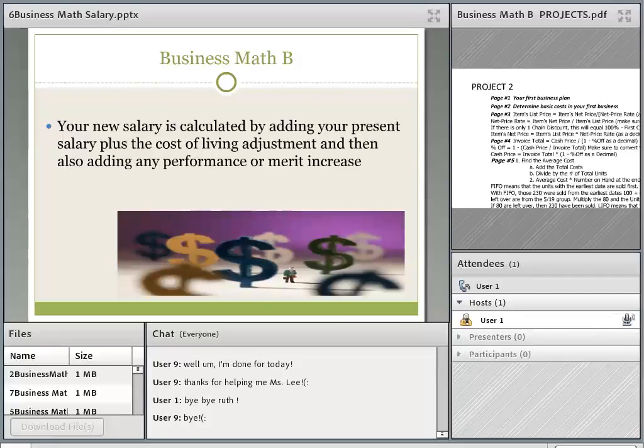So the final formula that we'll be using is determining new salary, and we will do that by calculating and adding to the present salary the cost of living adjustment, and then on top of that we will also add any performance or merit increase. And this is what the new formula looks like.